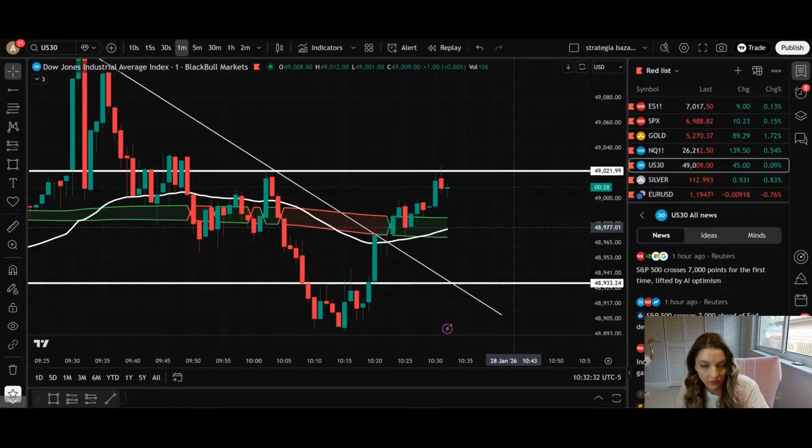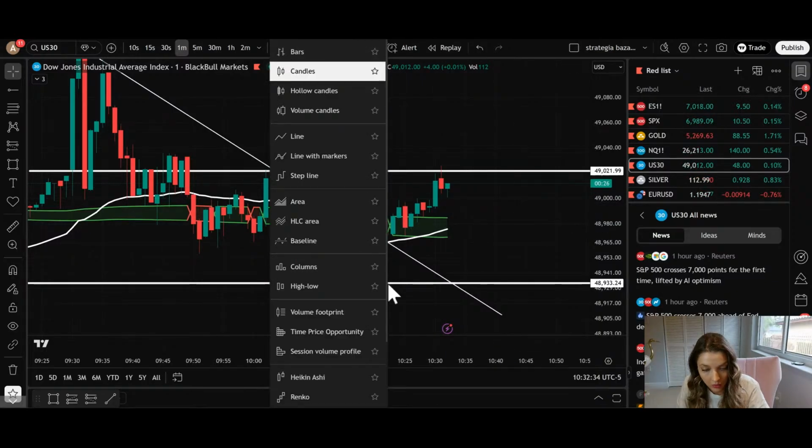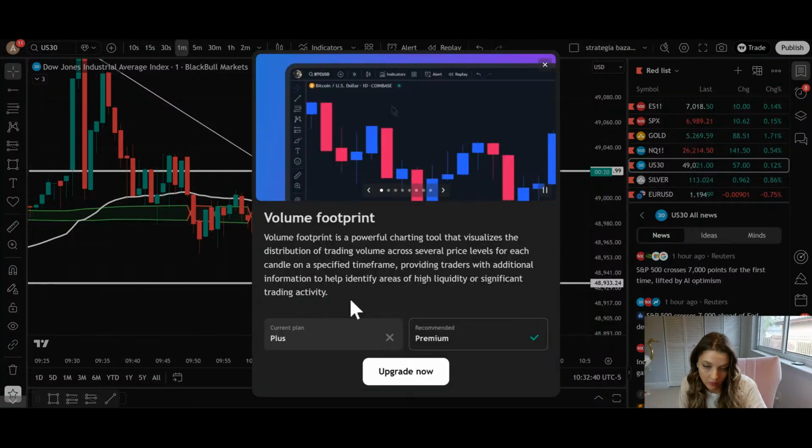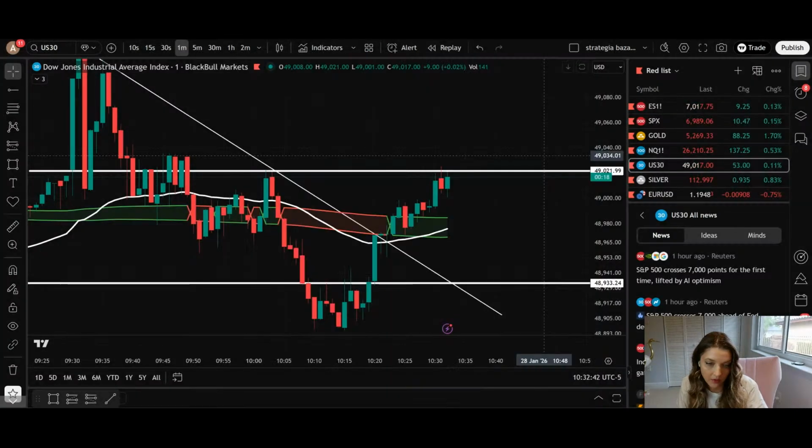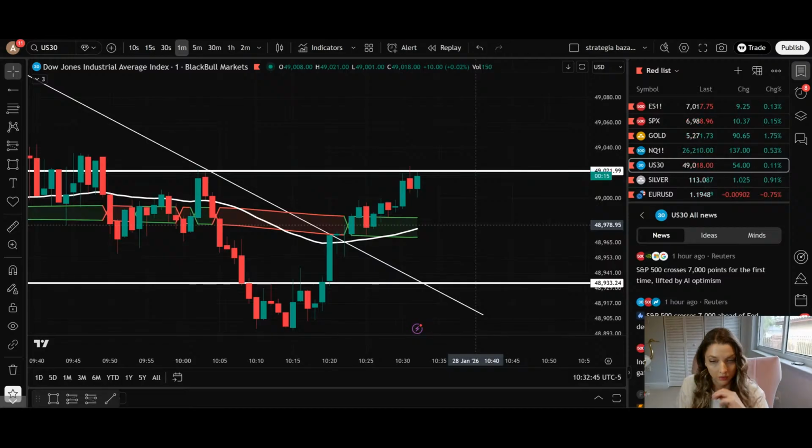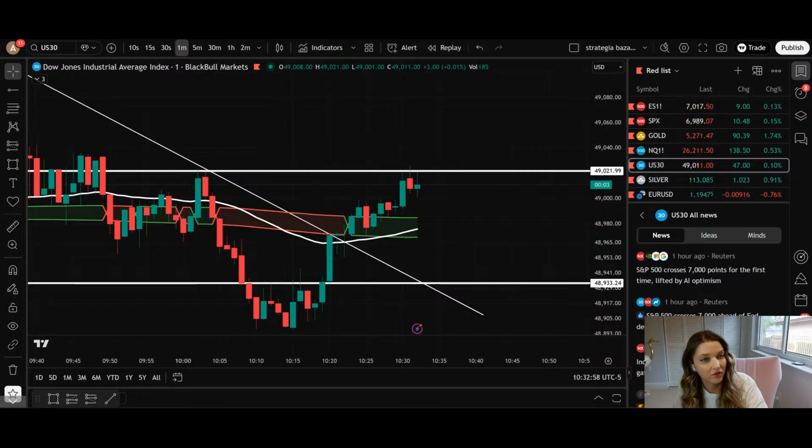I don't have it anymore, because you can only get the volume profile footprint if I have premium. I'm not gonna upgrade now. I used to have it, but it's done, and I think they charge like $500 now.